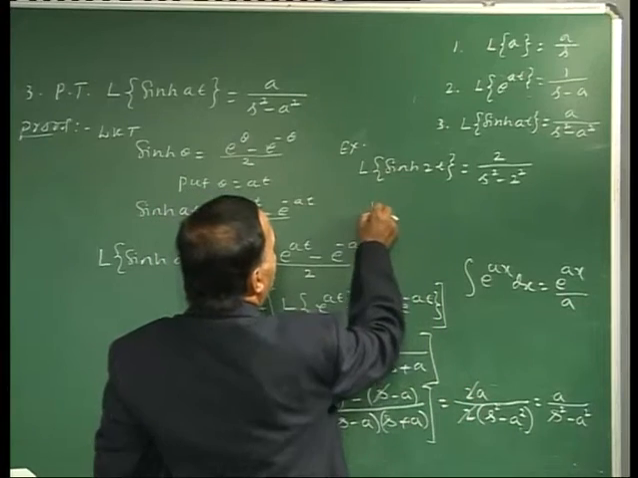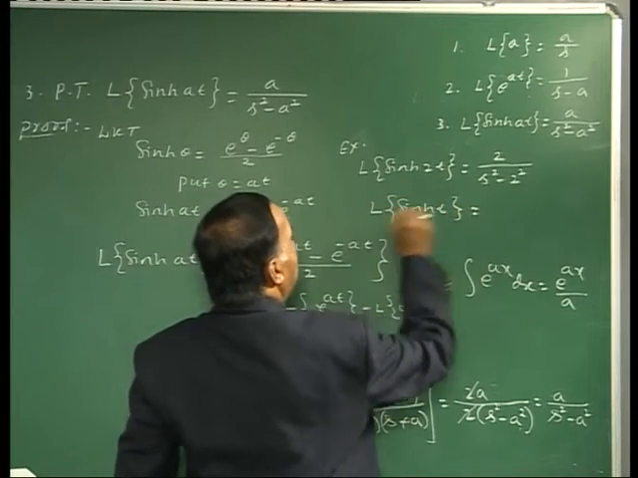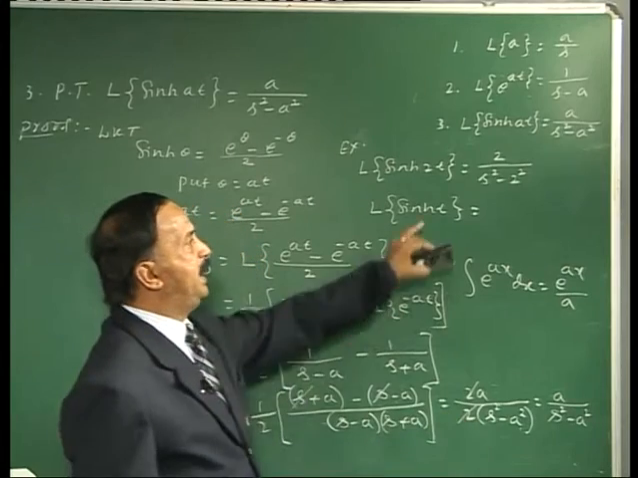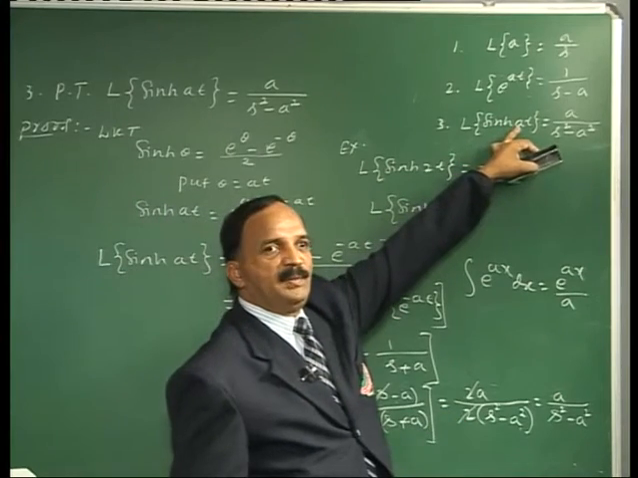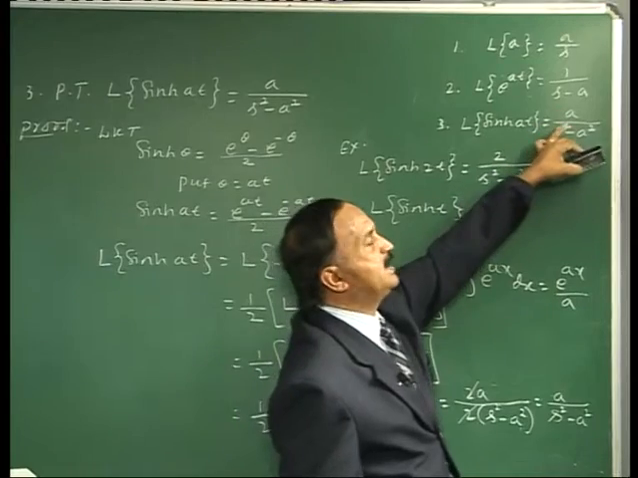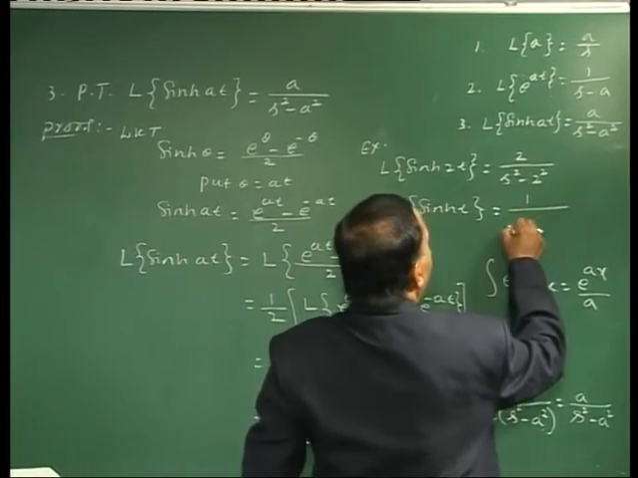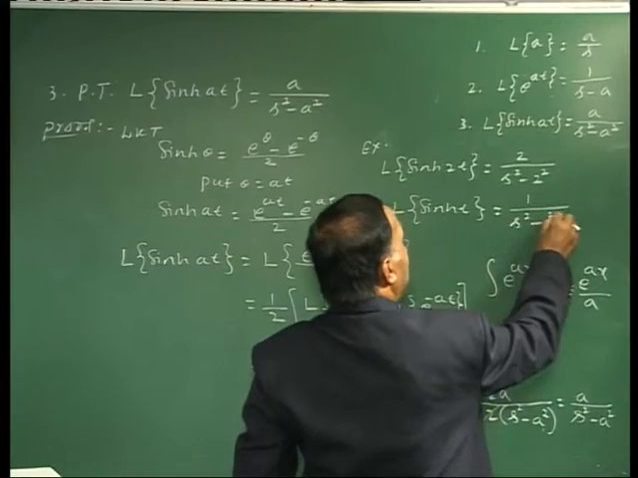One more example, L of sin hyperbolic t. By comparing these two here, put a is equal to 1. You will get 1 by s square minus 1 square. That is the answer. So 1 by s square minus 1 square.